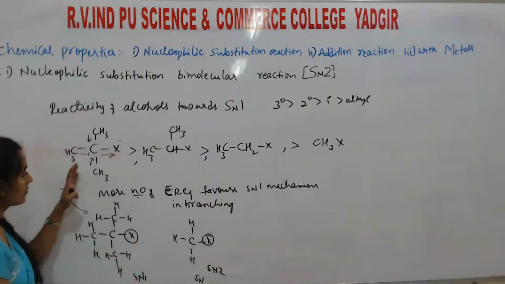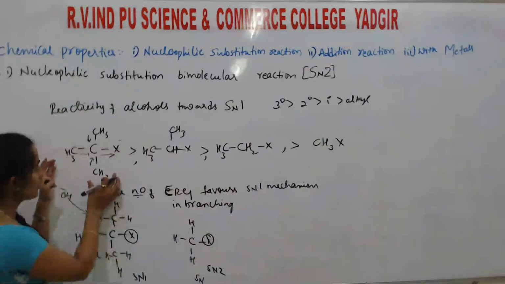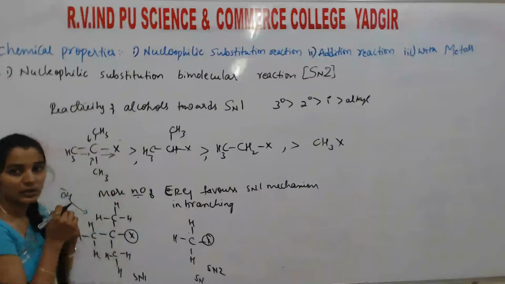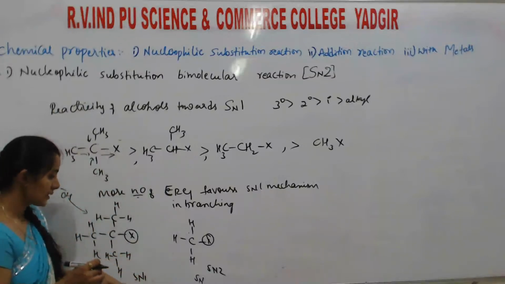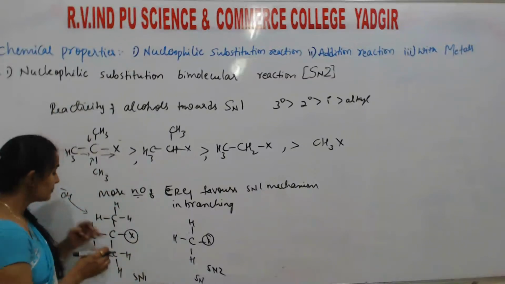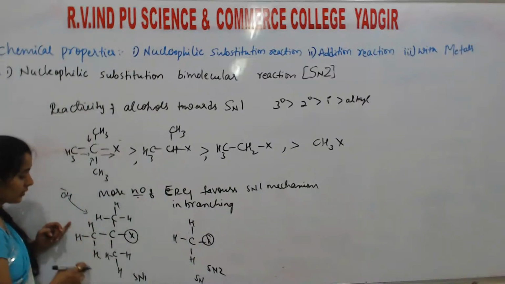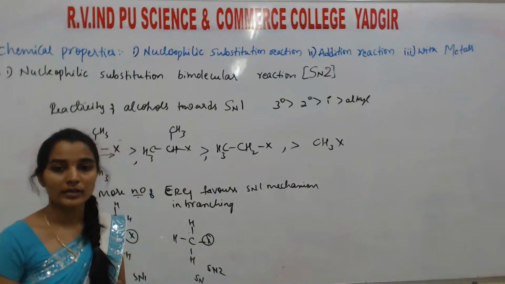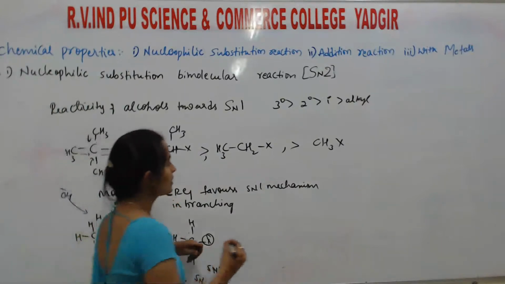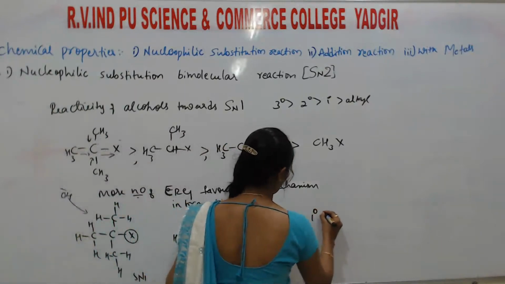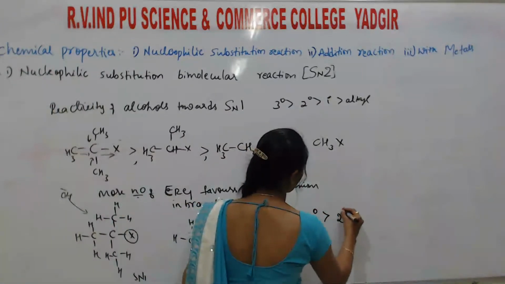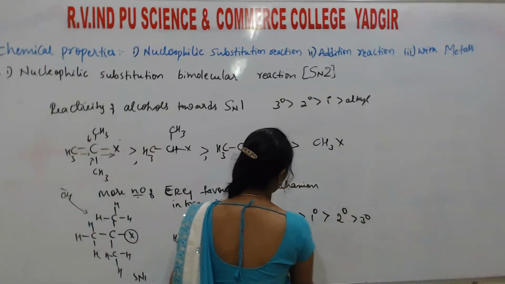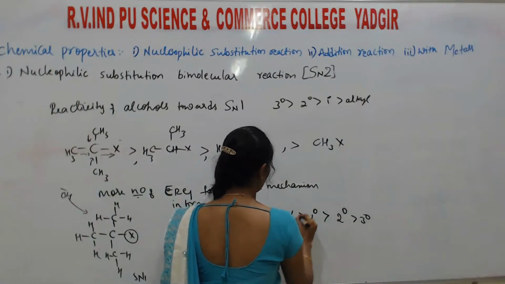Understand? So for SN1 reaction, why is it more stable in tertiary? Due to the presence of electron releasing groups. Why is it less favorable in SN2? Because there is not much space for the incoming nucleophile from the backside of the reactant. Okay, the reactivity in the SN1 mechanism is tertiary greater than secondary greater than primary, that is alkyl.